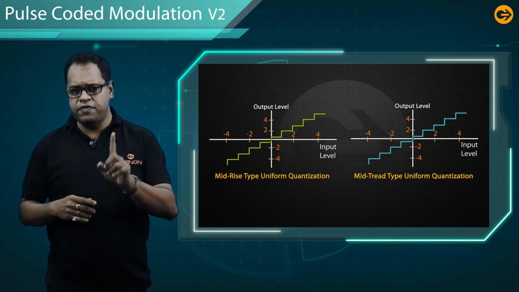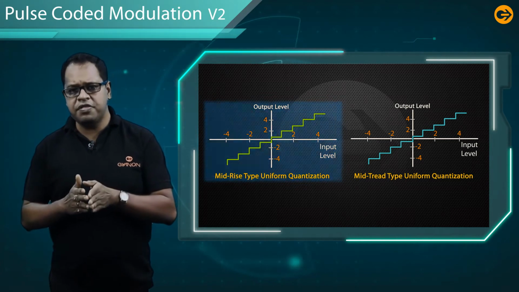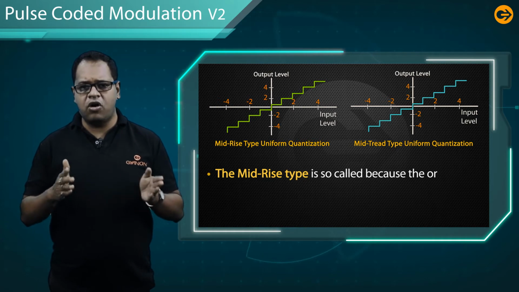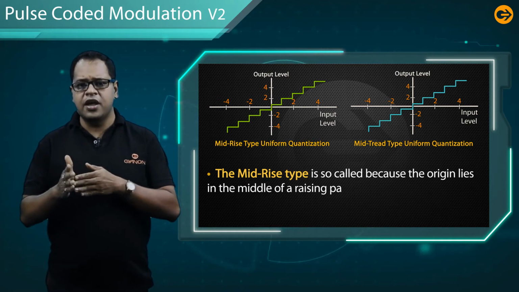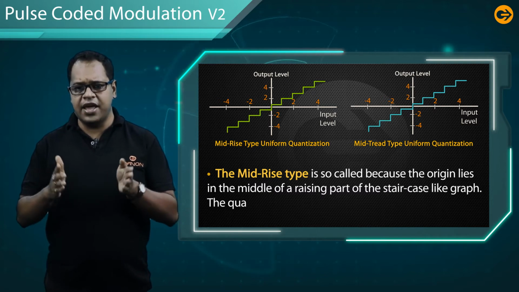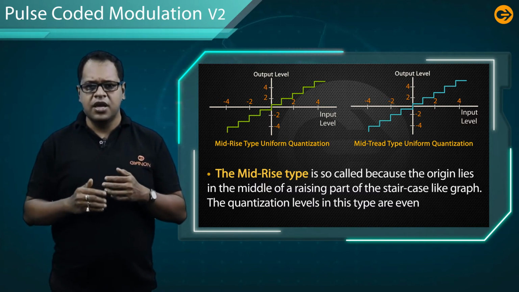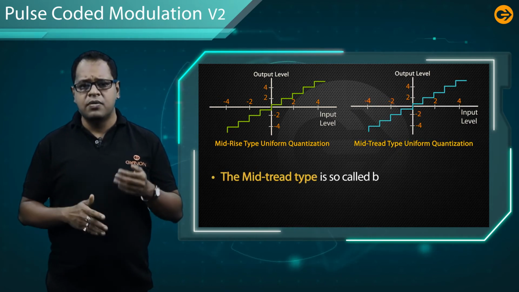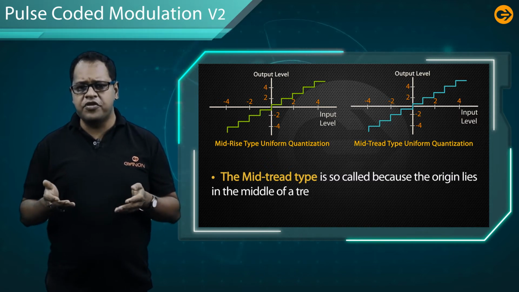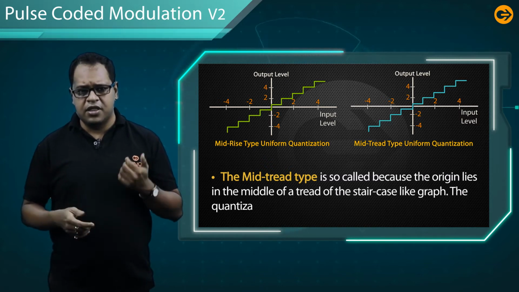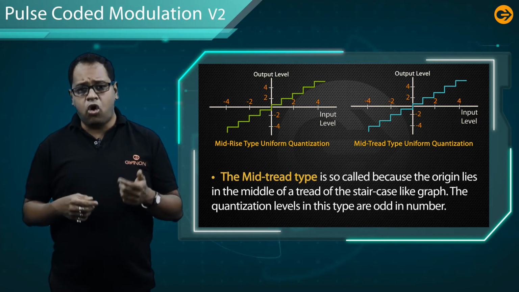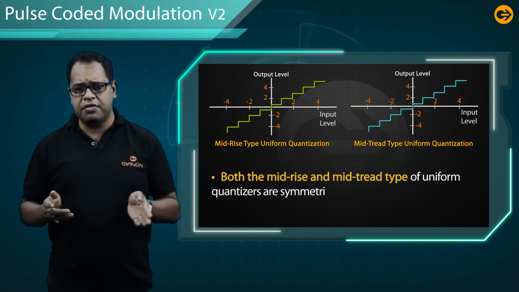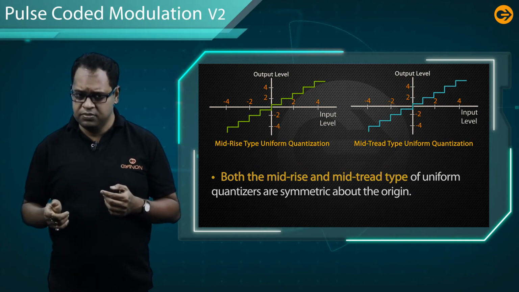There are two types of uniform quantization. They are mid-rise and mid-tread type. The mid-rise type is so called because the origin lies in the middle of the rising part of the staircase-like graph. The quantization levels in this type are even in number. The mid-tread type is so called because the origin lies in the middle of a tread of the staircase-like graph. The quantization levels in this type are odd in number. Both the mid-rise and the mid-tread type of uniform quantizer are symmetric about the origin.